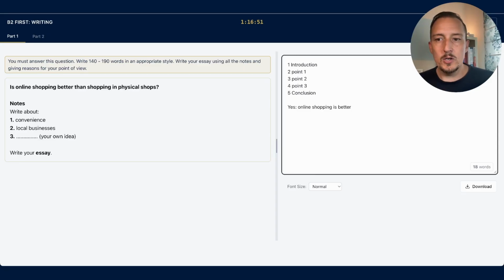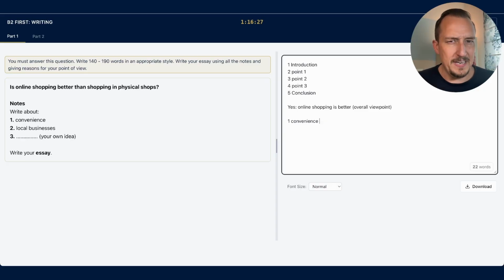So let's take a look at our points then, and let's see how do these points relate to our overall opinion. So if this is our sort of overall viewpoint, this is what we think. What do we want to say to support that? Well, I think first of all, convenience supports that idea or that viewpoint that online shopping is better.